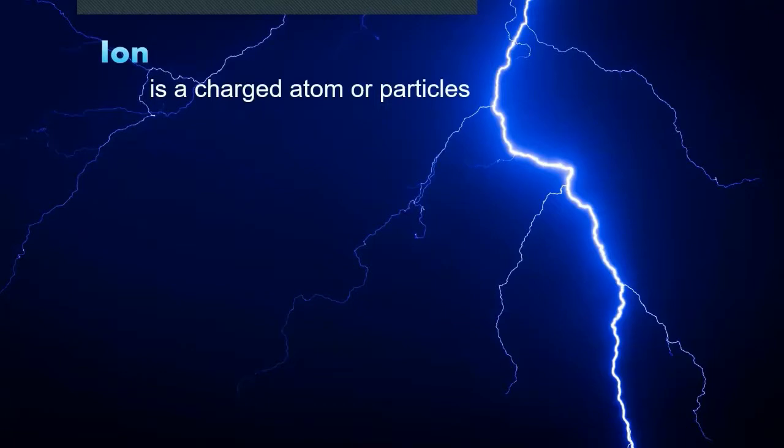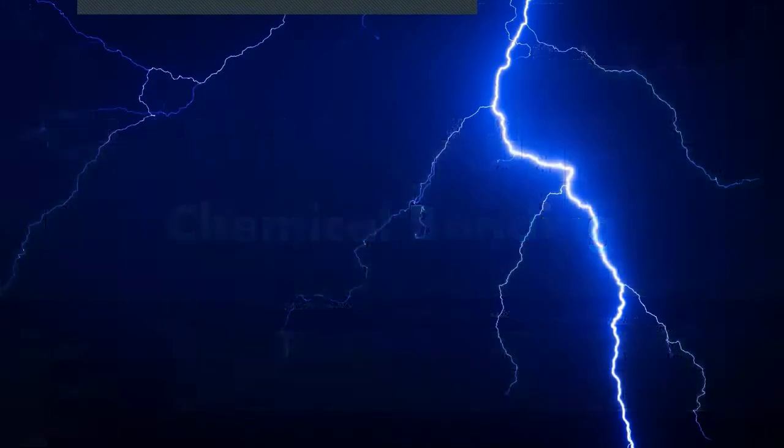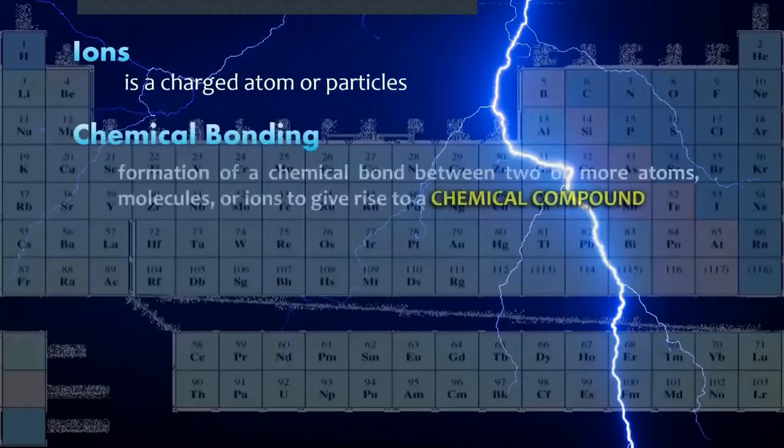They are formed when we remove or add electrons from a neutral atom because of combining one element to another element, which is called chemical bonding. Chemical bonding is the formation of a chemical bond between two or more atoms, molecules, or ions to give rise to a chemical compound.